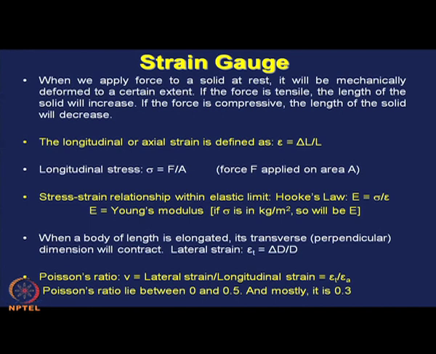Poisson's ratio says Poisson ratio is the ratio of lateral strain to longitudinal strain. So, Poisson ratio nu is epsilon T by epsilon A, the ratio of transverse strain or lateral strain to longitudinal strain. We write nu equals minus epsilon T by epsilon A, where epsilon T is the transverse strain and epsilon A is axial strain. Poisson's ratio lies between 0 and 0.5 and mostly it is 0.3.